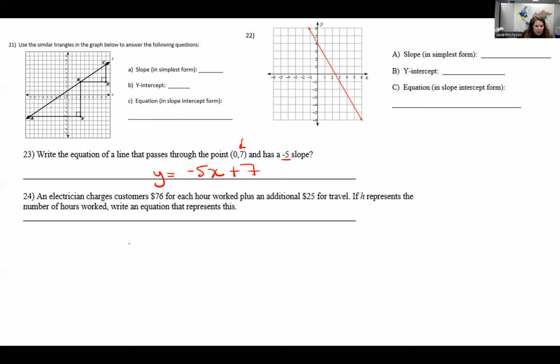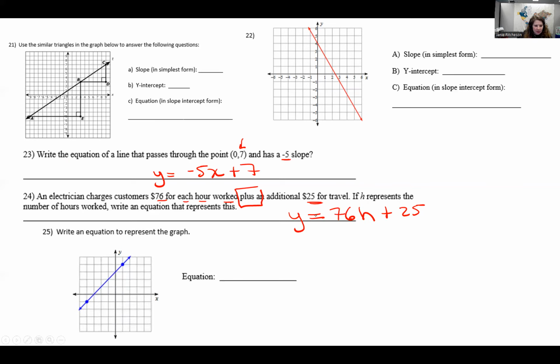And number 24, an electrician charges customers $76 for each hour worked, plus a $25 fee for travel. If h represents hours, write an equation that represents this. So I guess y equals the customer charges. So he's making $76 per hour plus $25 for travel. So that's it. Or if you put an x for h, that's okay.